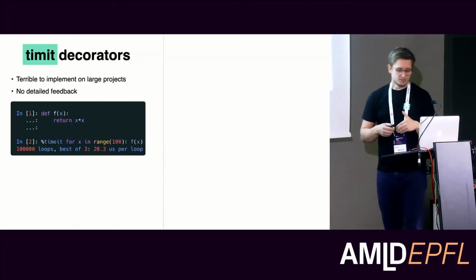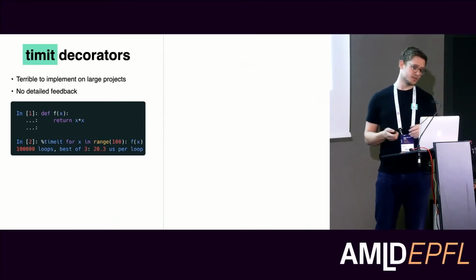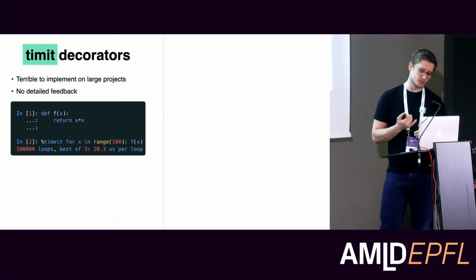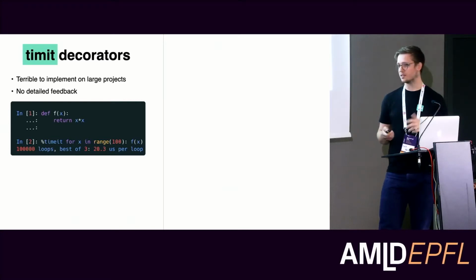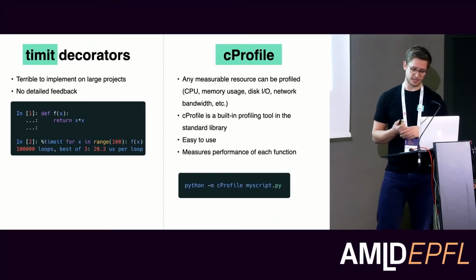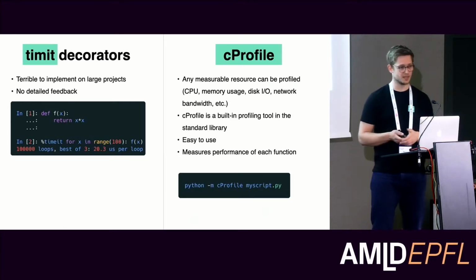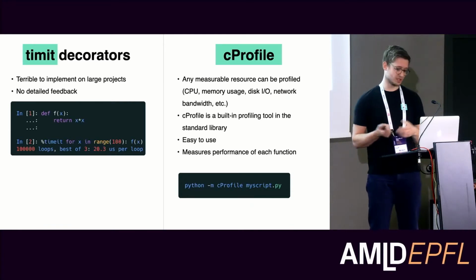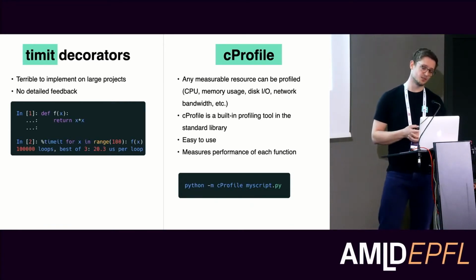And when we think about it, okay, how can we do that in Python? A very initial idea would be, okay, why don't we just use the timed operator in Jupyter Notebooks, or we wrap our functions with time functions, but that is very, very tedious to implement on big projects and also doesn't give really detailed feedback. So the idea would be that we use something that is already built in with Python, which is cProfile. It's a built-in profiling tool, and it's very easy to use, and it allows us to measure the performance of each function.